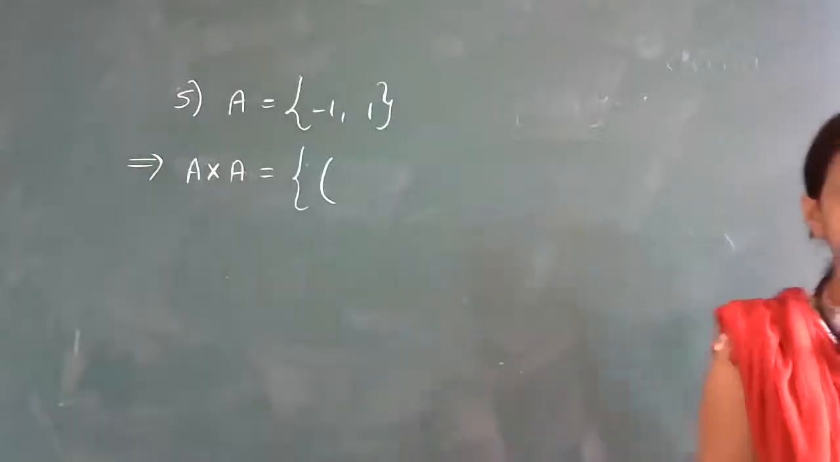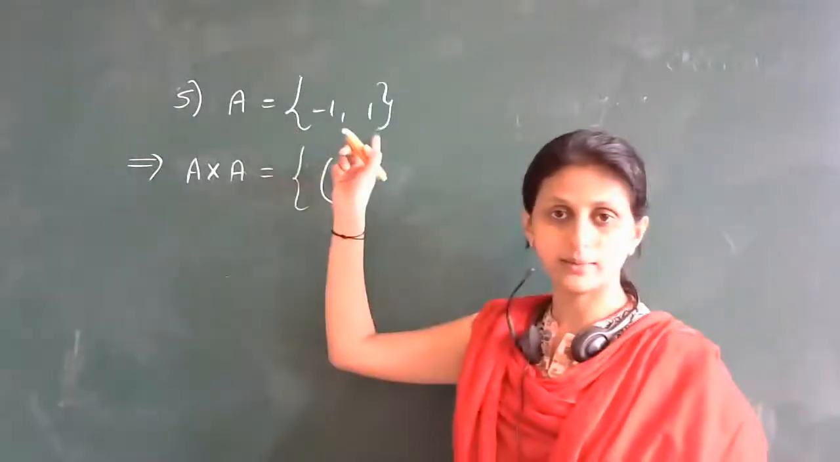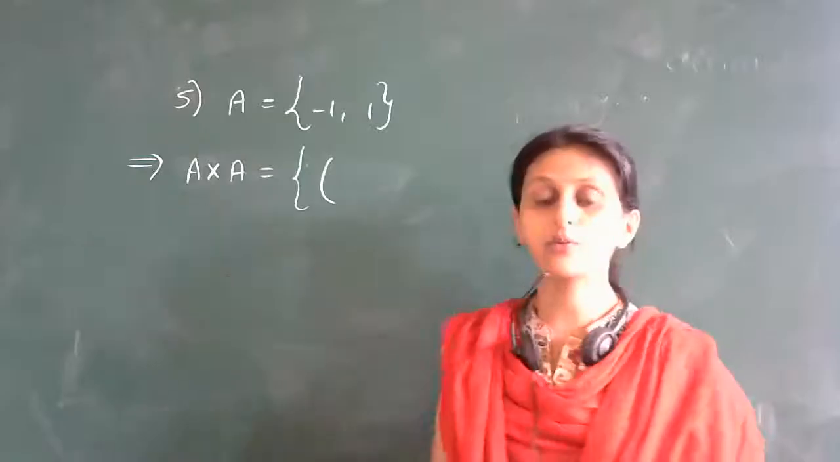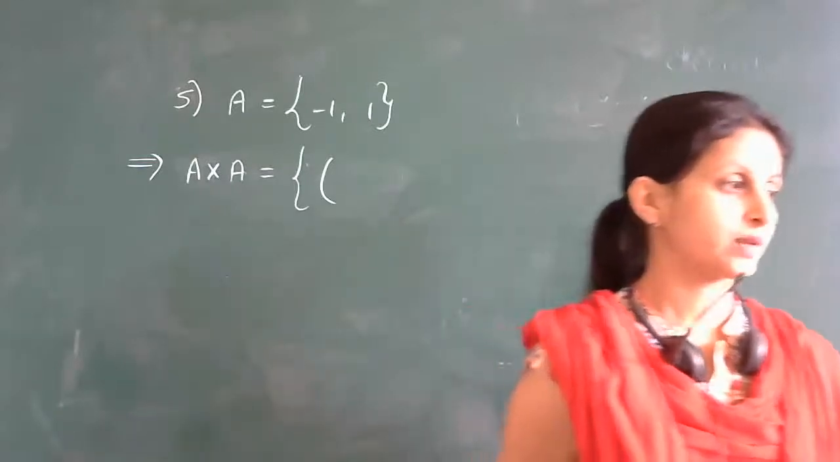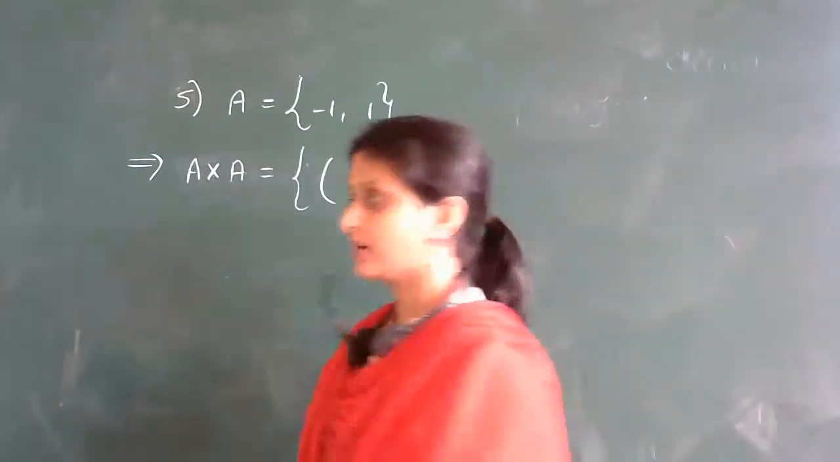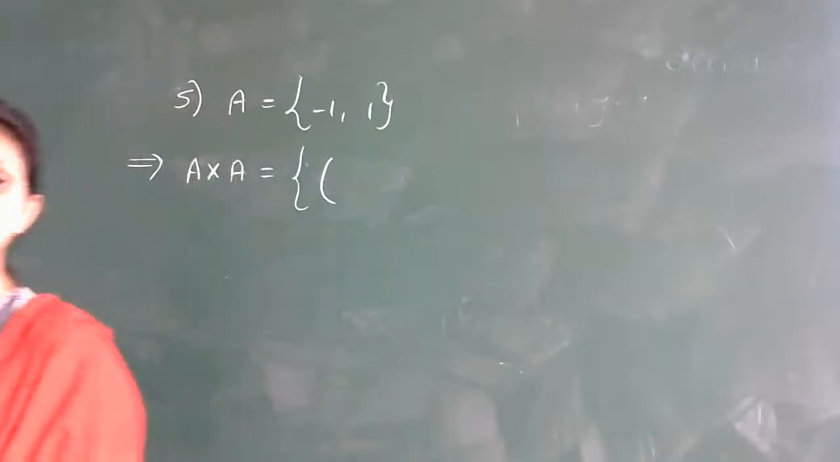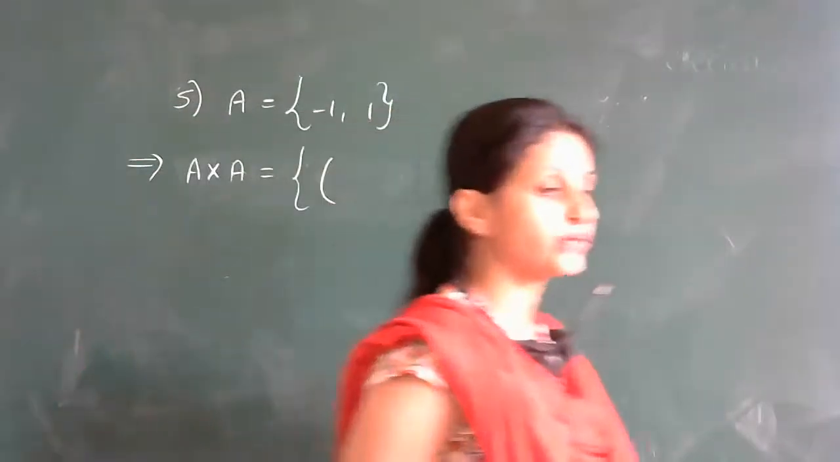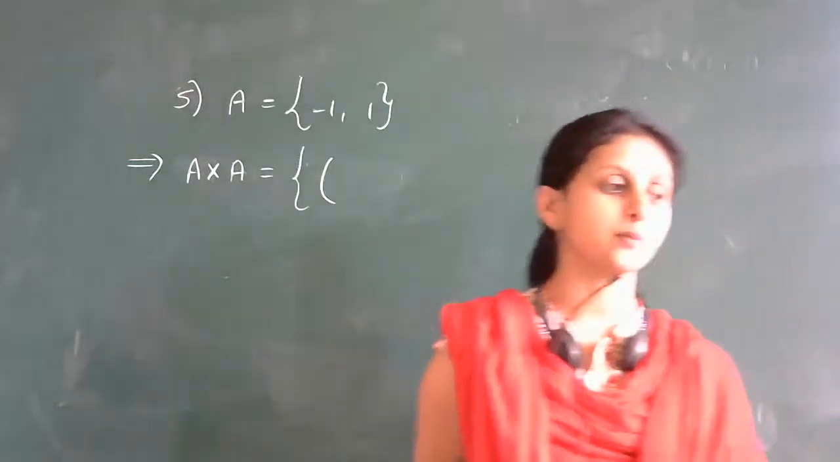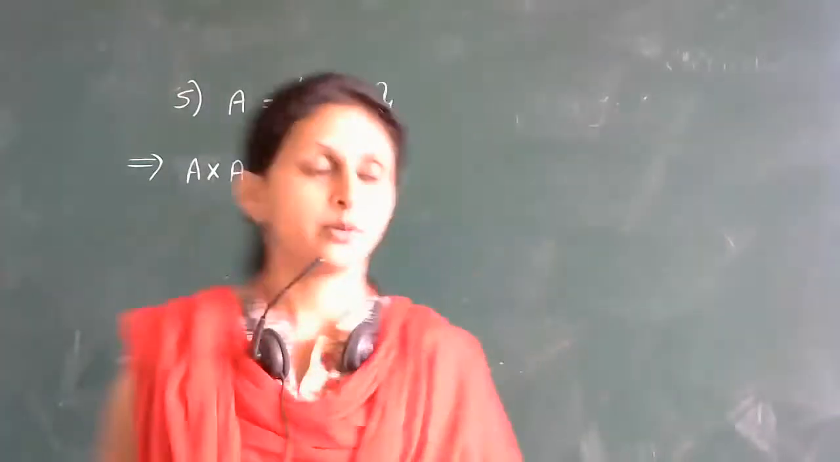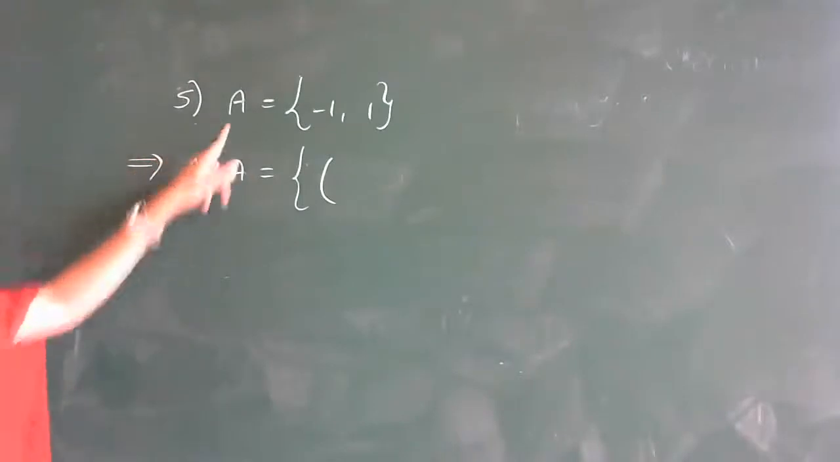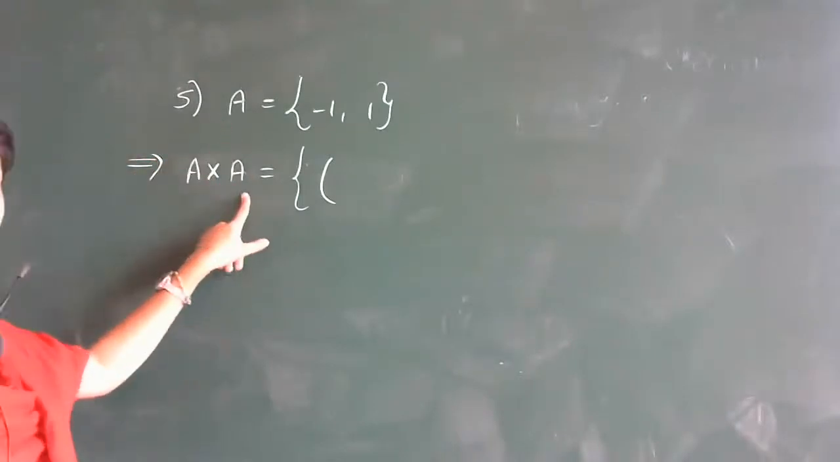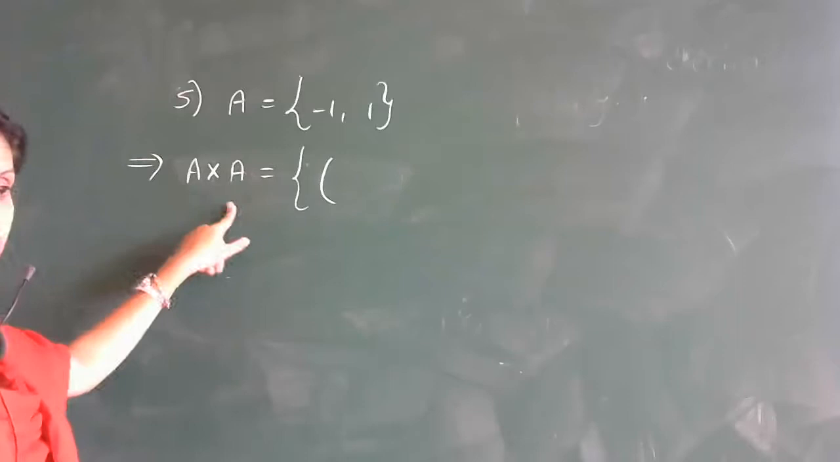Yes, of course it is a non-empty set. See, my set A has 2 elements. So how many elements will A cross A have? What is the number of elements in the Cartesian product A cross A? 4. Very good. Because we are going to take set A twice. So 2 into 2, 4. So the number of elements in this Cartesian product will be 4.